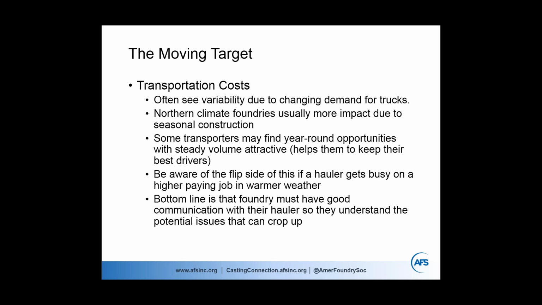You need to be aware that the rates can go up and down depending upon how busy that hauler is. It comes back to the old economic theory of supply and demand. Key element, really the Foundries must communicate with those trucking companies or the truckers they're working with. You really need to understand the trucking business a little to be successful.